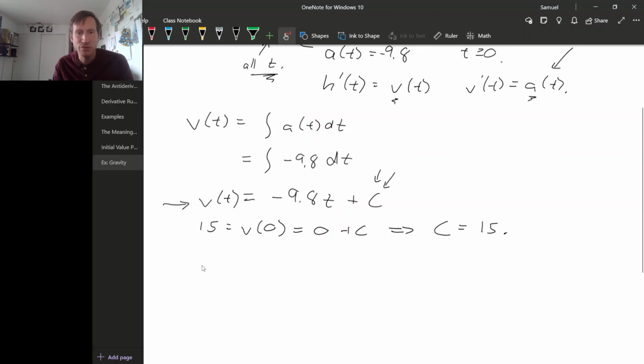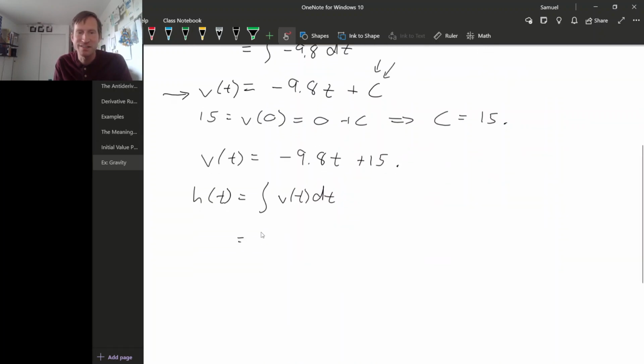So now we know our full-blown velocity function. It's negative 9.8t plus 15. All right. Well, now that we've found the velocity function, we can get the height function just by working backwards, by doing another antiderivative. So we know that our height function is the antiderivative of our velocity function.